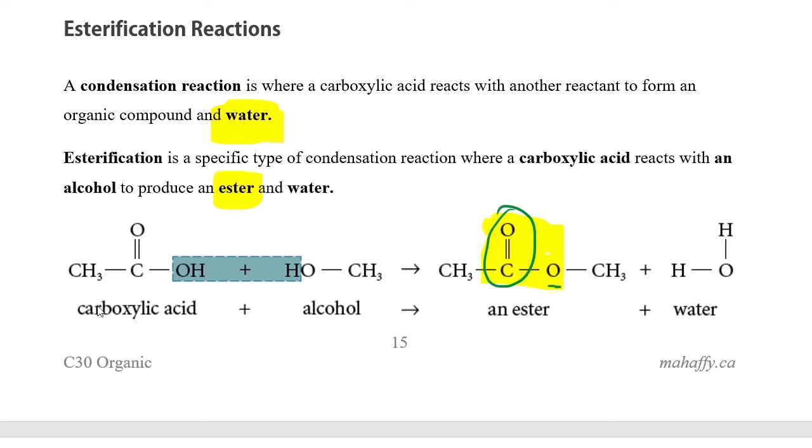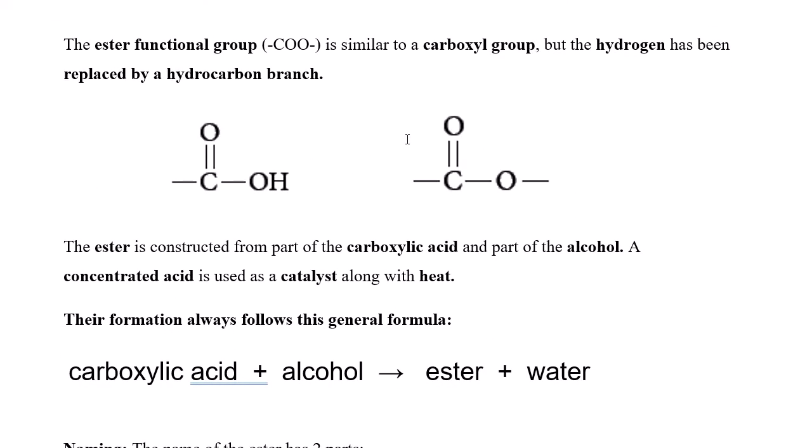So we always need to start with a carboxylic acid and an alcohol. We're going to get an ester, and we're going to get water as a byproduct as well. In order for an esterification reaction to happen, we need a catalyst, which is typically a concentrated acid, and we need a little bit of heat in order to get the reaction going as well. And just notice we're going to turn this carboxylic acid, so this is a carboxyl group, and we're going to turn it into an ester, right?